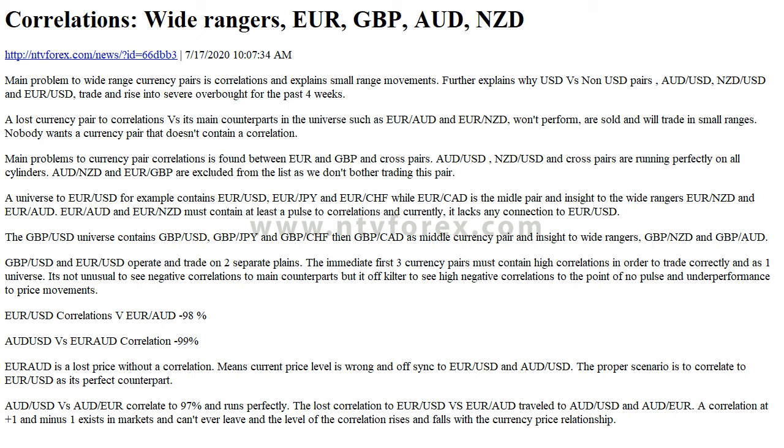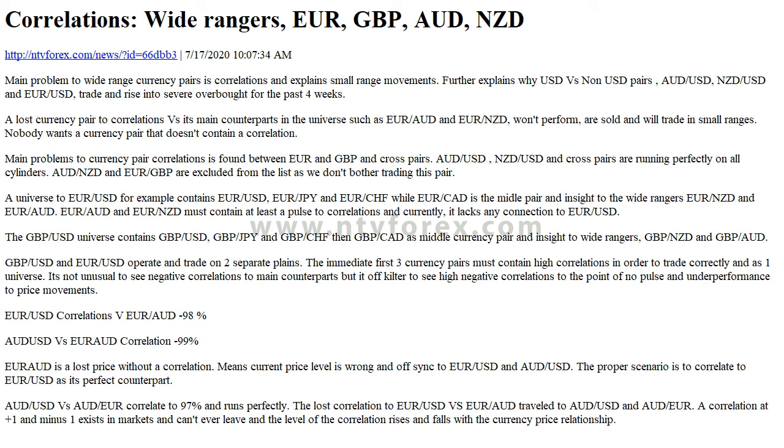The main problems with currency pair correlations are found between EUR and GBP and cross pairs. AUD-USD, NZD-USD, and cross pairs are running perfectly on all cylinders. AUD-NZD and EUR-GBP are excluded from the list as we don't bother trading this pair. The universe of EUR-USD, for example, contains EUR-USD, EUR-JPY, and EUR-CHF, while EUR-CAD is the middle pair and inside to the wide rangers EUR-NZD and EUR-AUD. EUR-AUD and EUR-NZD must contain at least a pulse to correlations, and currently, it lacks any connection to EUR-USD.